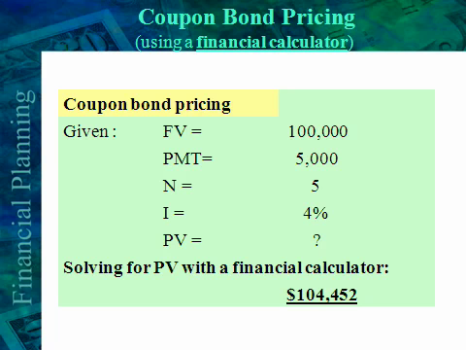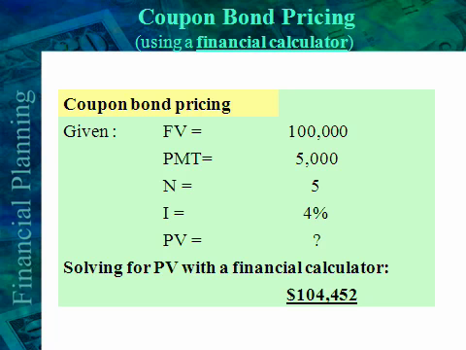In this example, as the purchaser of the bond, you expect to receive plus $5,000 each year, that's your PMT, your annual cash flow, and plus 100,000 return of principal at the end of the 5th year. That means the present value PV will be equal to a negative 104,452. That's how much you would have to pay, take out of your pocket, to get those future income streams.